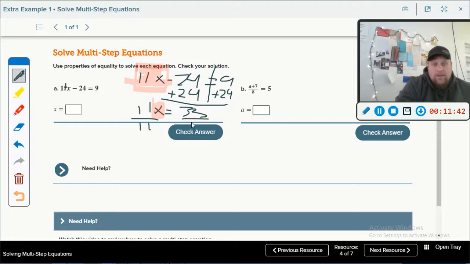Okay? How about a problem like this with division in it? That's rough. Well, not really. To undo division, we're just going to multiply times 8.